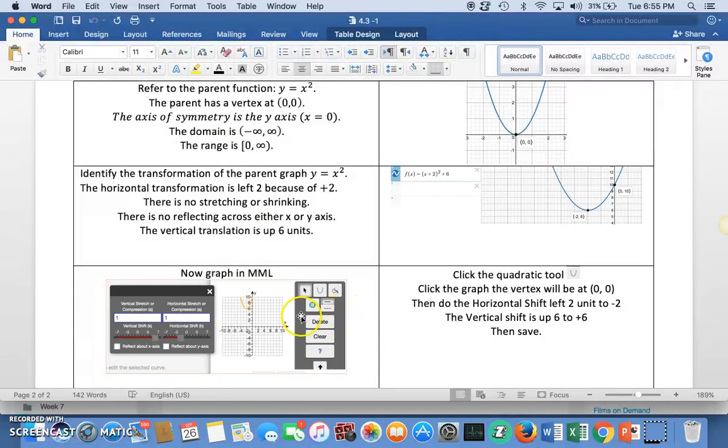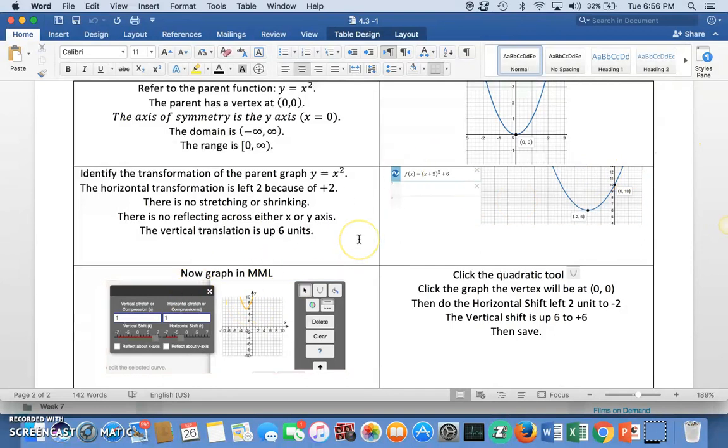Doing it with MyMathLab, you click on the quadratic and you click the graph, and it'll automatically send the vertex to 0, 0. Then you will do the horizontal shift. You will make it go left 2 units, and since there's no stretching, shrinking, or reflecting, you don't have to deal with that. The vertical shift is up 6, so you would pick it up and move it to 6, and then you save it, and you see that the vertex here should be at negative 2, 6.